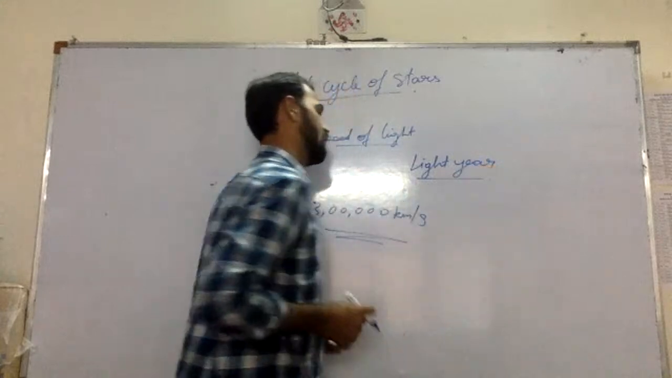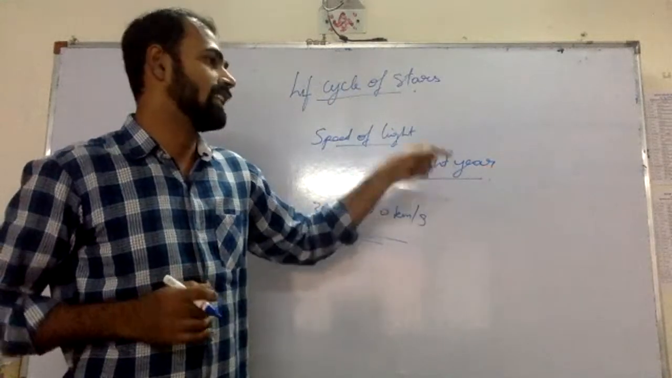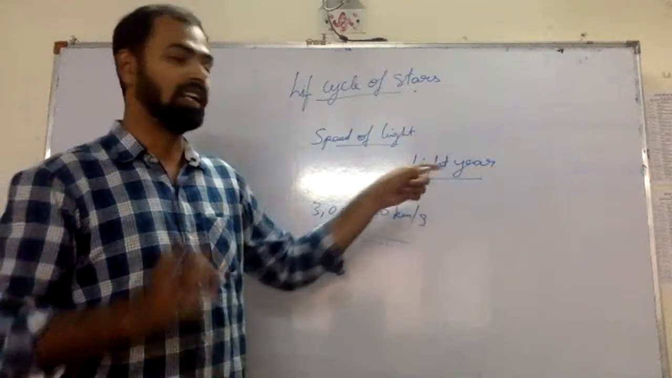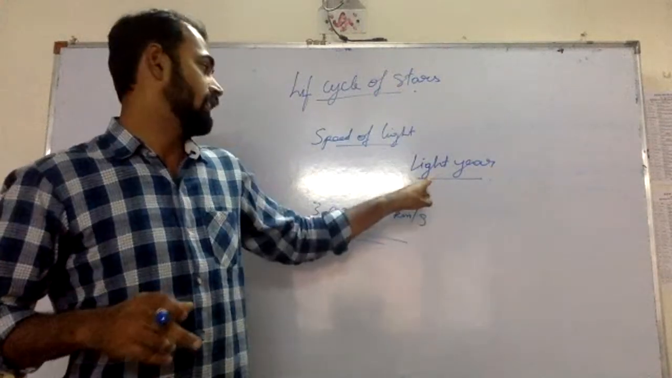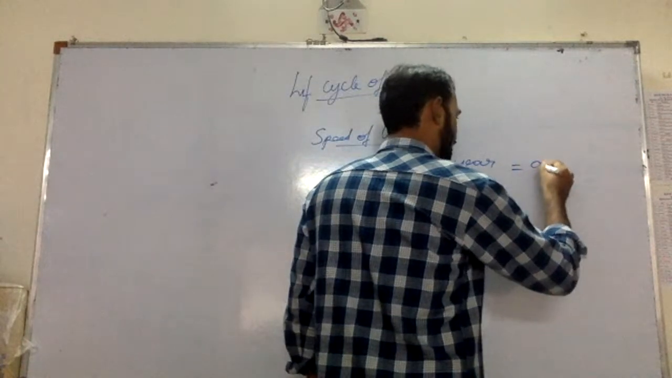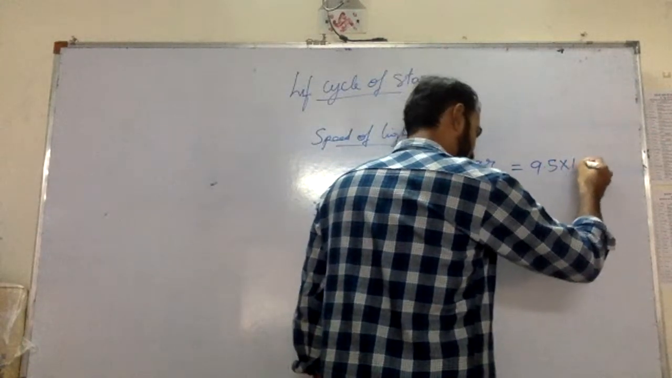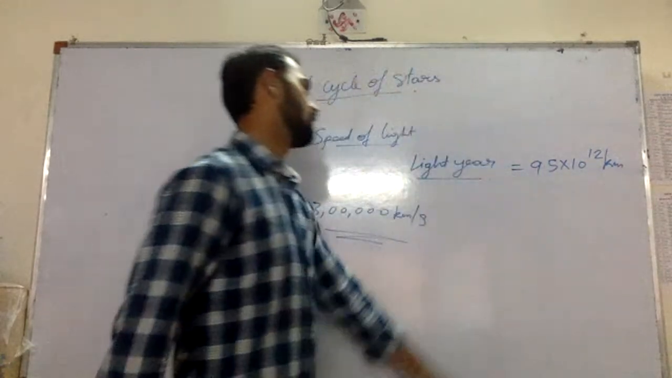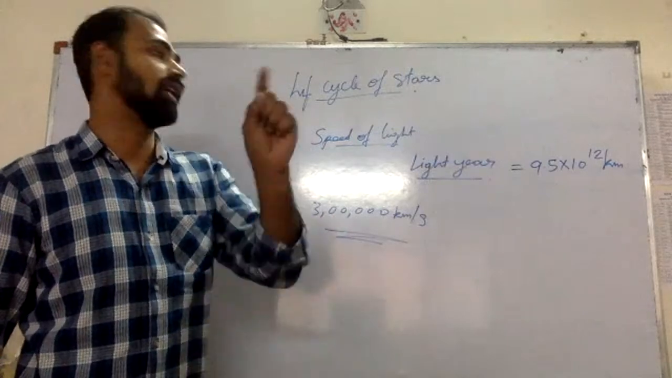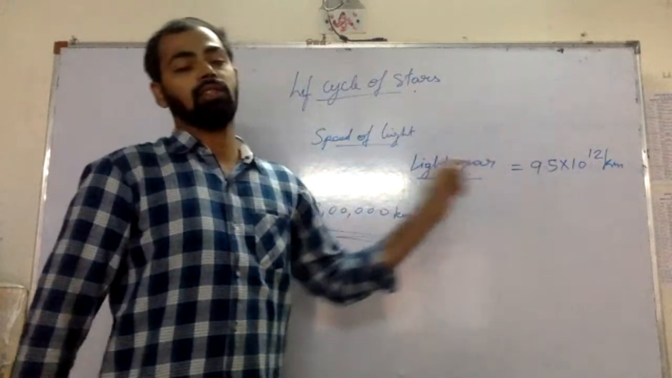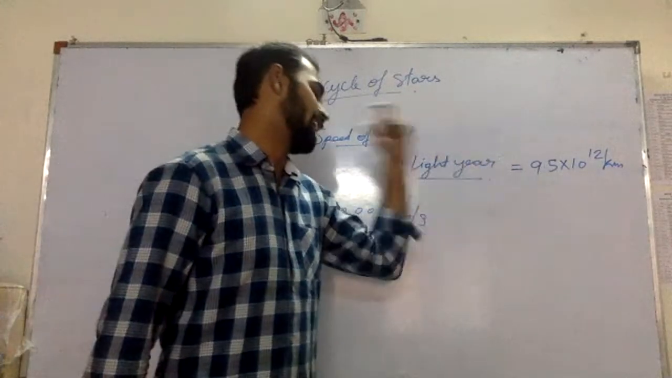Light years. What do you mean by light year? It is the distance traveled by light in 1 year, one normal year. It is known as a light year. We can call it almost 9.5 into 10 raised to 12 kilometers. This much distance it will cover in 1 year. Understood? This is the light year.